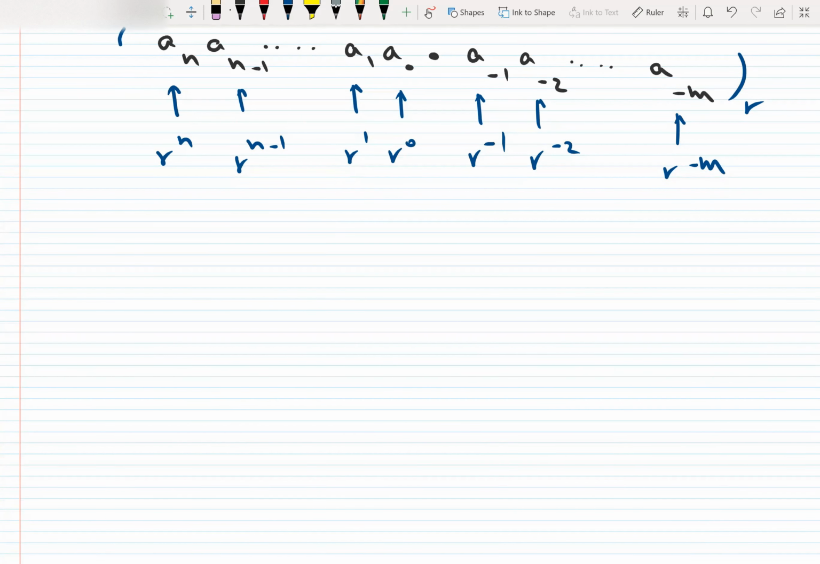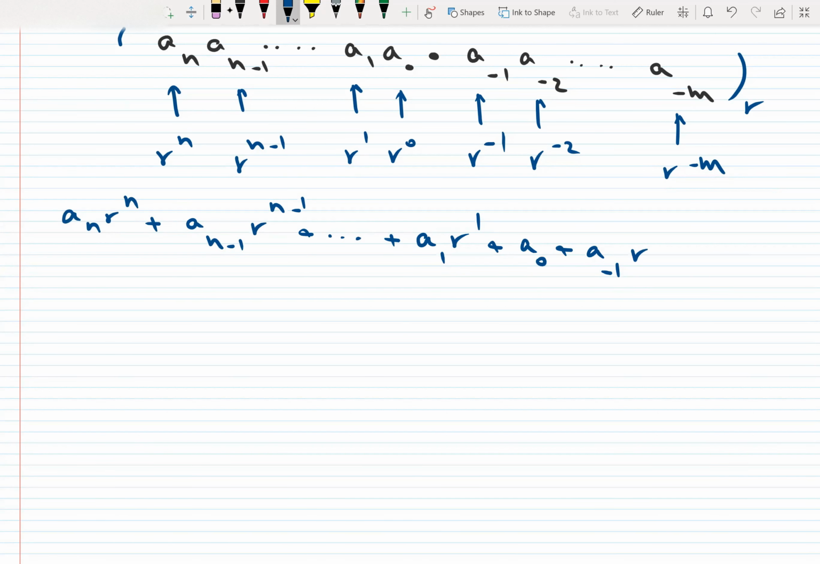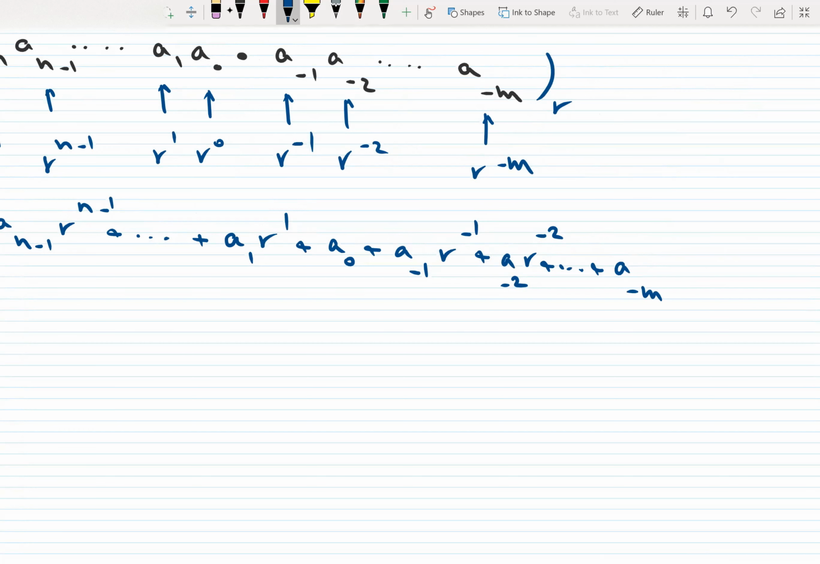And so the base 10 equivalent of this number will be a sub n times r to the power of n, plus a sub n minus 1 times r to the power of n minus 1, plus, we continue until a sub 1 times r to the power of 1, plus a 0, plus a minus 1 times r to the minus 1, plus a minus 2 times r to the minus 2, plus a sub minus m times r to the minus m.